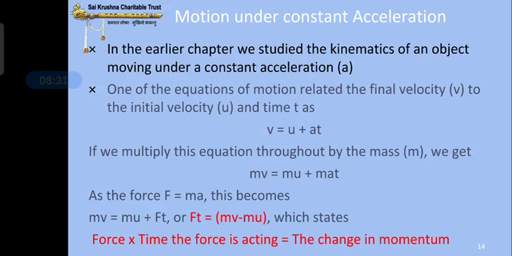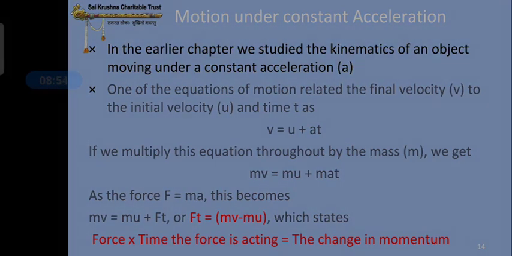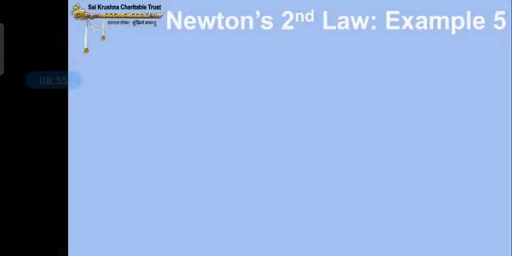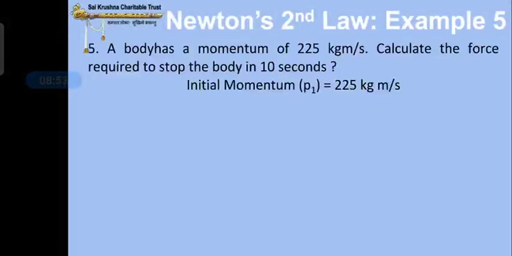So F into T is equal to m into V minus m into U. So mv is given as momentum. So mu is given as initial momentum and m into v is given as final momentum. So it is mv minus mu, which means the change in momentum. Yes or no? Which means force into time is equal to the change in momentum. Please remember this formula as well. This problem is based on that formula.